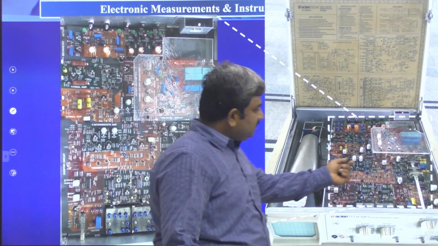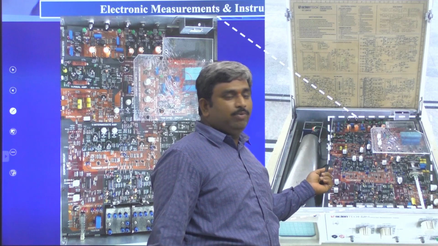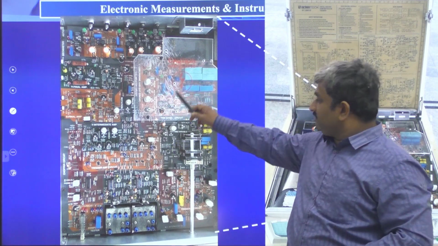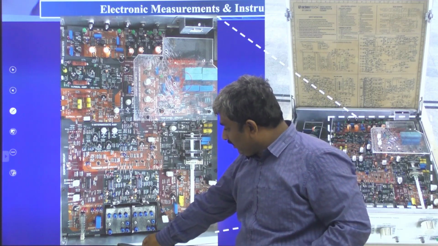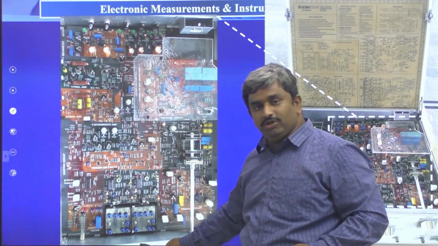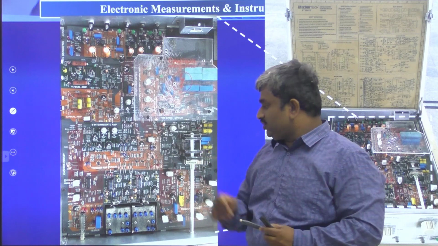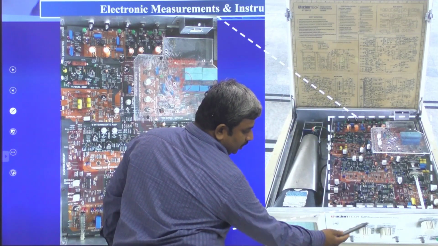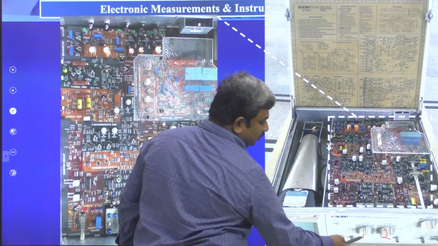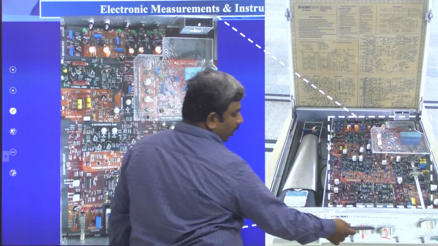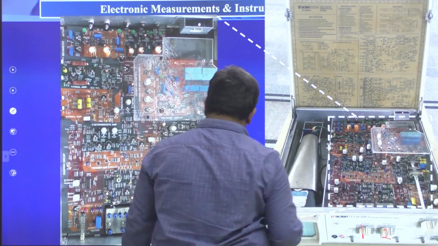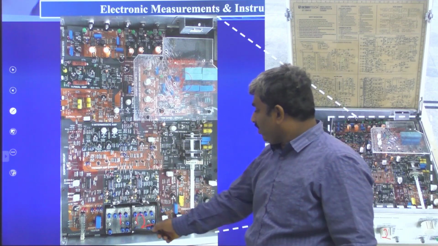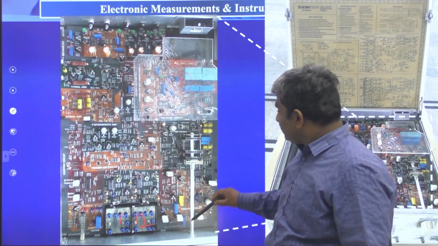And this is the total hardware available in this CRO trainer kit. The CRO trainer kit consists of, see here, on this side the channel 1 and channel 2 volts per division adjusting knobs. So let us see here, this is a CRO. Here we have the channel 1 and channel 2 knobs. From these we have two potentiometer adjustments, for channel 1 and channel 2.